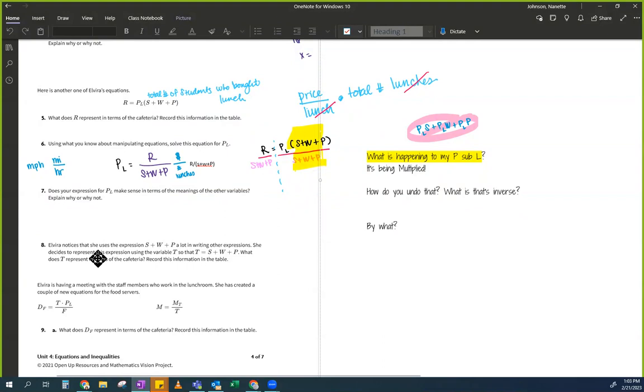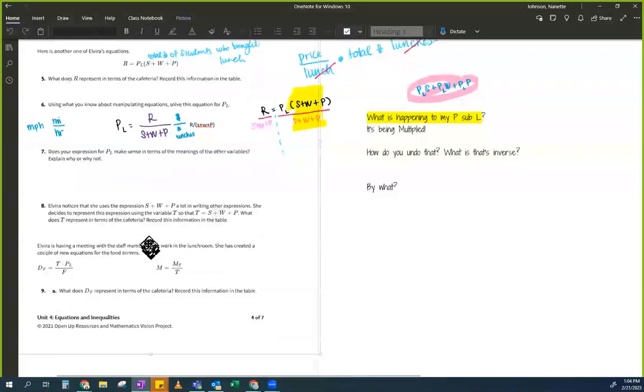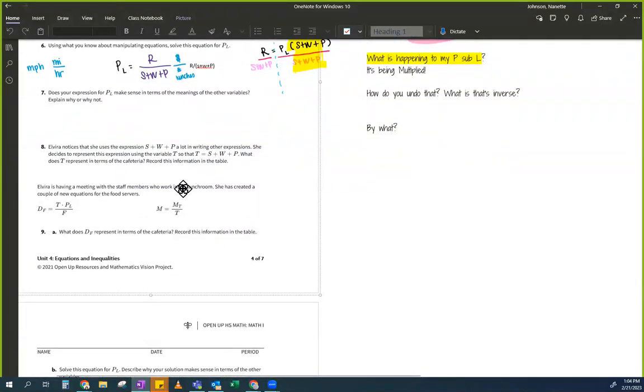Done that. So Elvira notices that she uses the expression S plus W plus P a lot in her other expressions. She decides to represent this expression using another variable T, so that T equals S plus W plus P. What does T represent? What do you think T would represent here? Remember, S is the number of students who bought a salad, W is the number of students who bought a sandwich, and P is the number of students who bought pizza. T is not time in this case. Yes, it's the total of all students who purchase food. Very good.